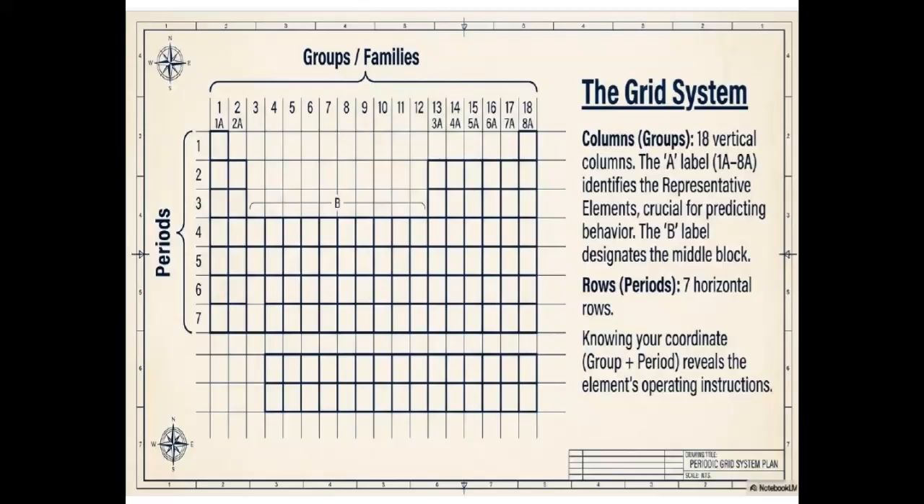So you have 18 columns. Those are your families or your groups. And you have your periods, your rows. Your rows, there's only 7 of them. Right now, if you look at the periodic table that we have on the wall, all the spots are filled, meaning there's no spot to put any more elements. Those are all the elements that have been discovered so far.